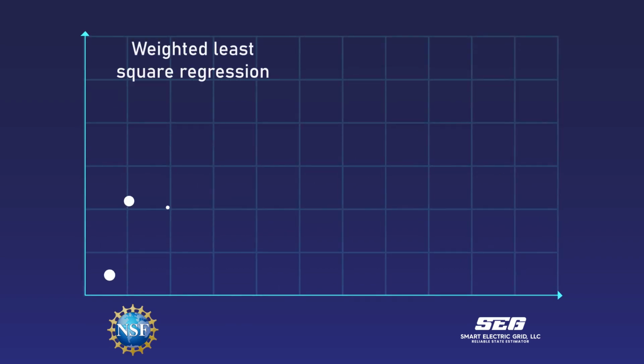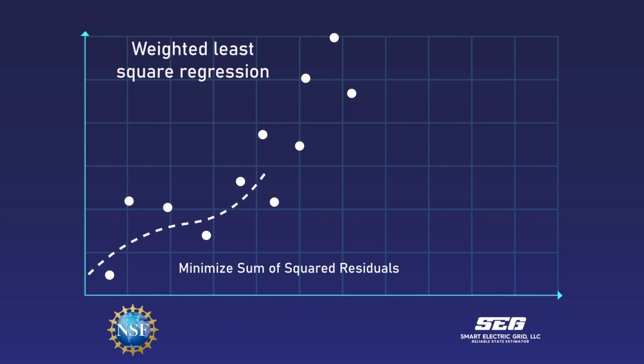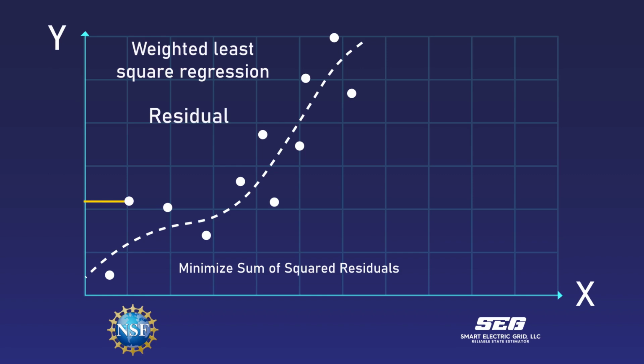Weighted least square regression aims to minimize the sum of squared residuals when finding the best fitting curve for a set of data points in x and y. The residual is the difference between the y value in the data and the y value predicted by the curve for a given x. Weighted least square regression can provide an optimal solution when measurements have noise or small errors only.